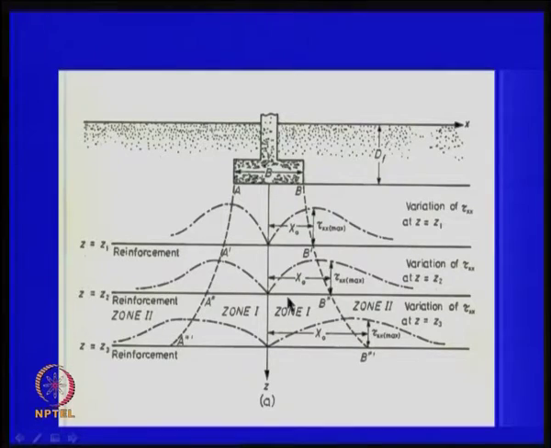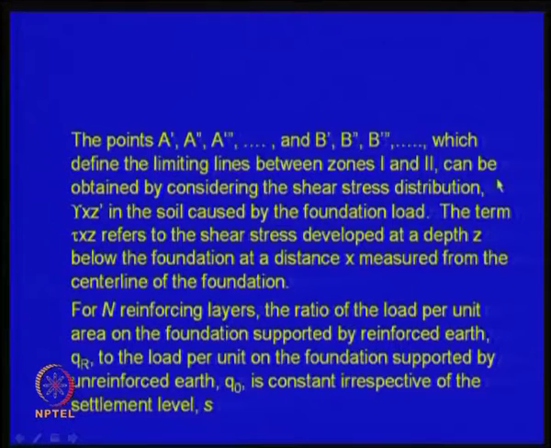Okay. So, you have 2 zones, zone 1 and zone 2, and the classification of zone 1 and zone 2 is based on this elastic shear stress distribution, tau xz. Okay.